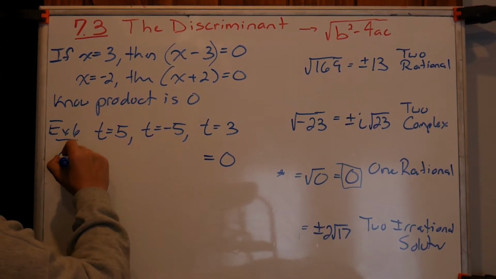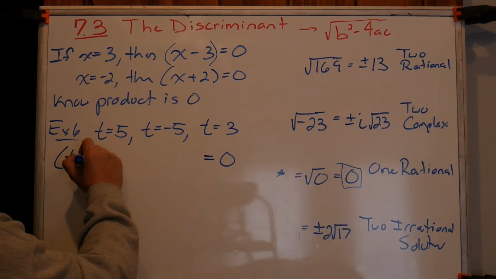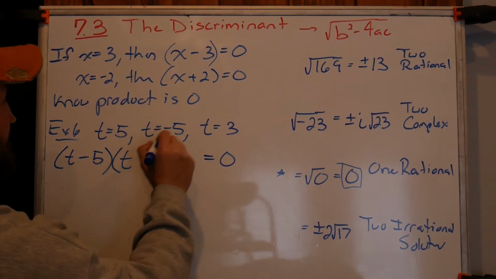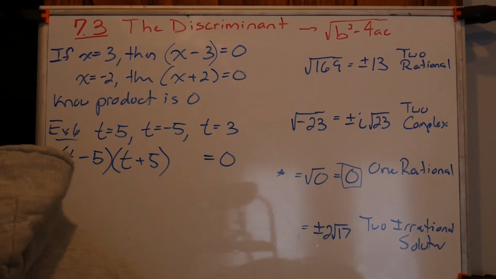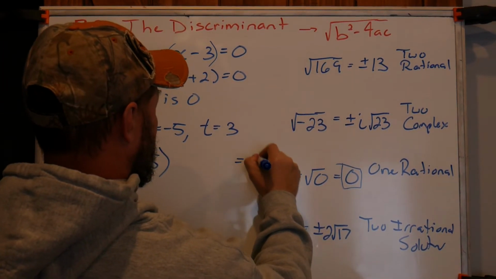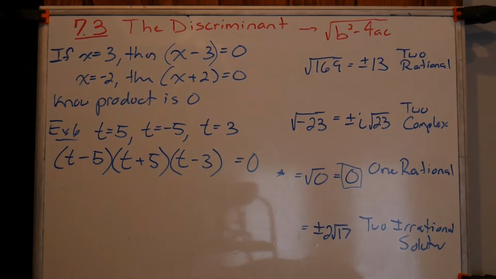So then you just start and do the opposite. If t is equal to 5, then I put a negative 5 in there. t minus 5 is 0. If t is equal to negative 5, I throw a positive 5 in. And if t is equal to 3, I do the opposite.